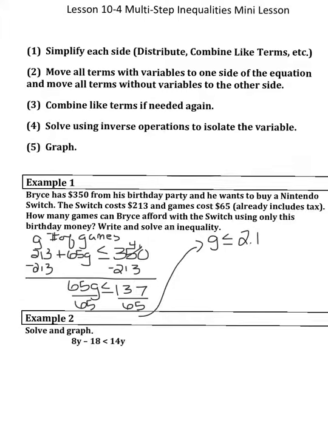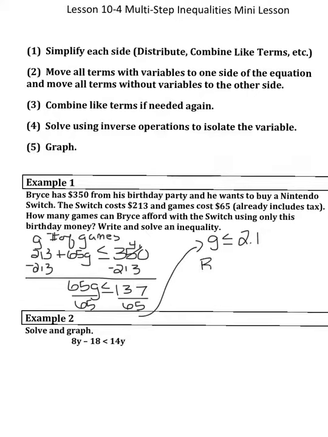Now that answer doesn't really make sense for the situation. Since it's a real world situation, can Bryce buy part of a game? No. So when we're doing word problem inequalities, I think it's helpful to write a sentence for your answer. I like that. That's what I want to see from you. And also sometimes you have to make your answer better for the situation. So yes, G is less than or equal to 2.1, but now really what does that mean in terms of G standing for the number of games?